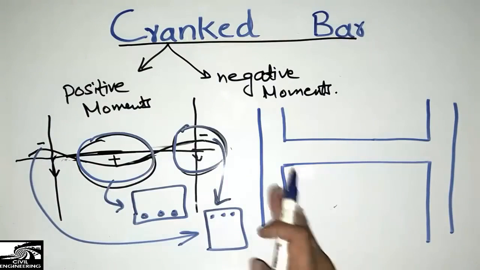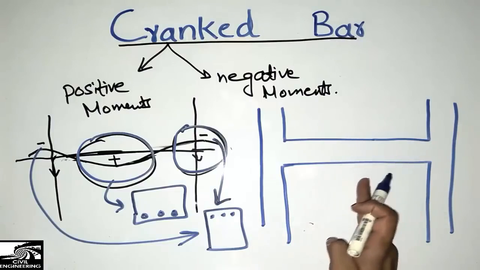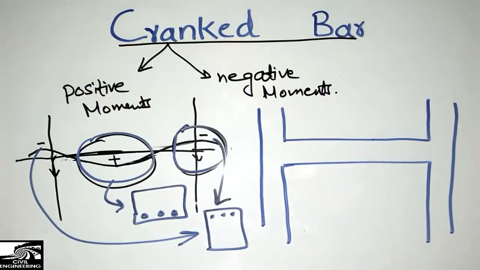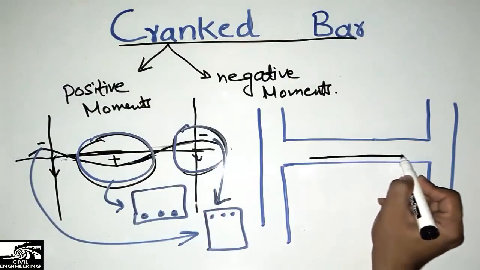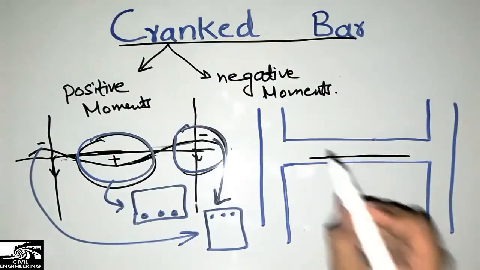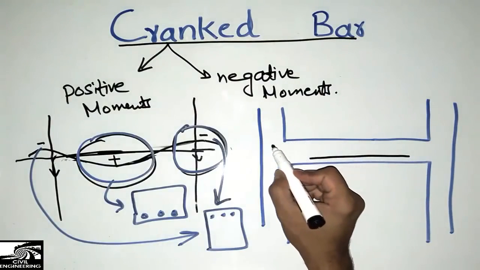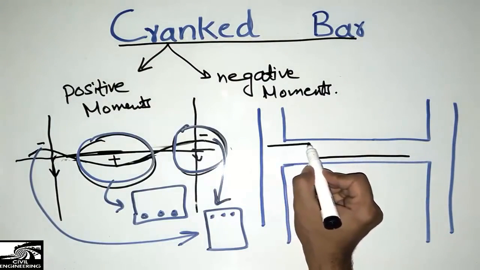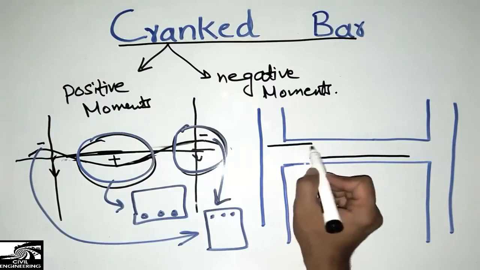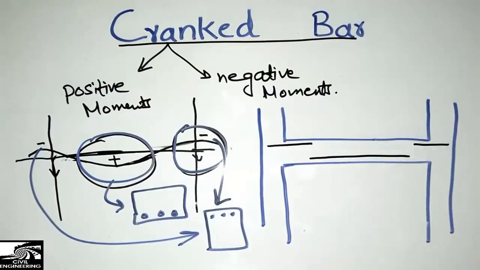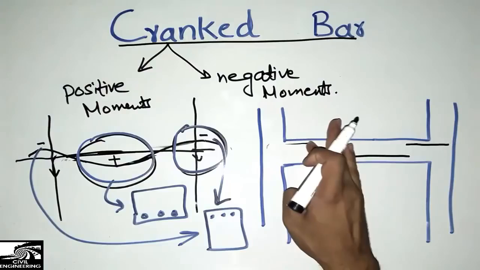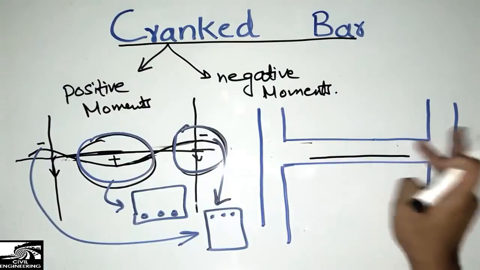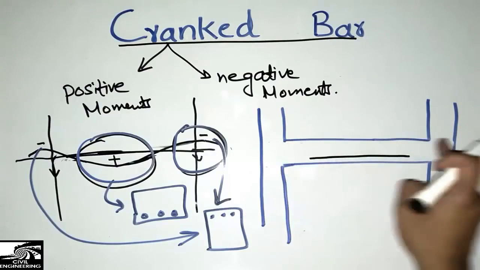So let's see how we place the reinforcement and how the crank bar is used. To resist the positive moment we place the reinforcement at the bottom, and to resist the negative moment we provide separate negative reinforcement in this way. But what we actually want is to get rid of this separate negative reinforcement, so that we do not have to provide it at the negative moment locations.